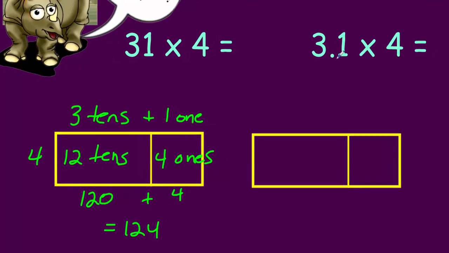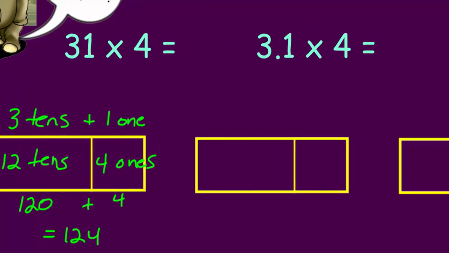Okay, and we move on to the next one, Mr. Wara, please. Yes, so we have 3 and 1/10 times 4. Okay, similar, but it's not 31. Let's go ahead and set this up. Here with a 3, it's just a 3. We're just going to put our 3 ones right here.